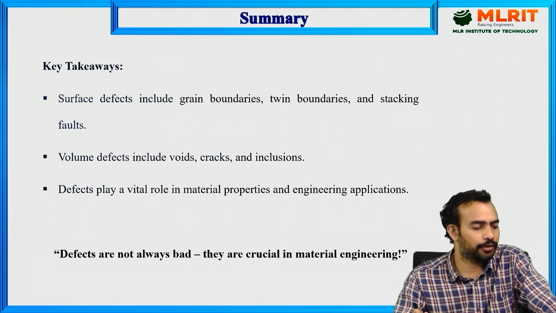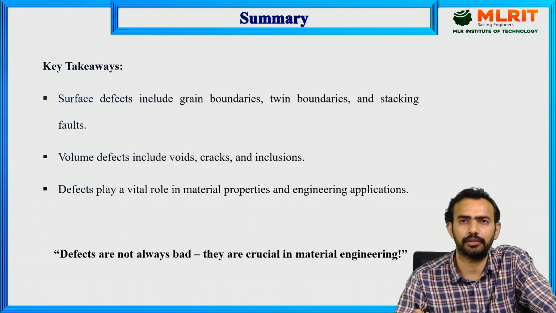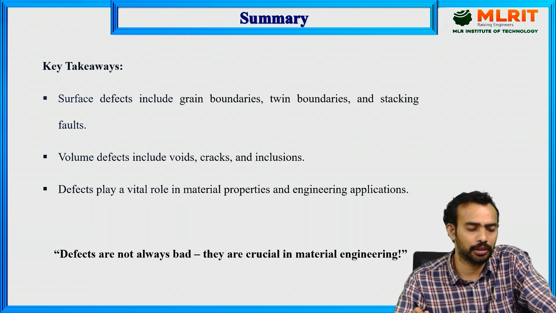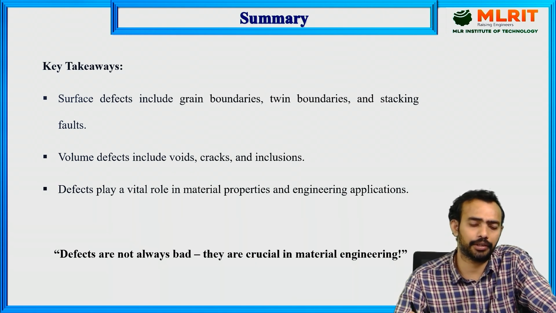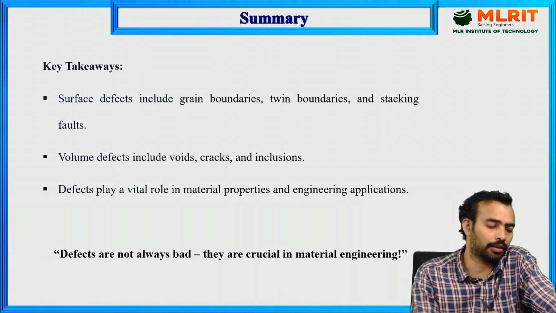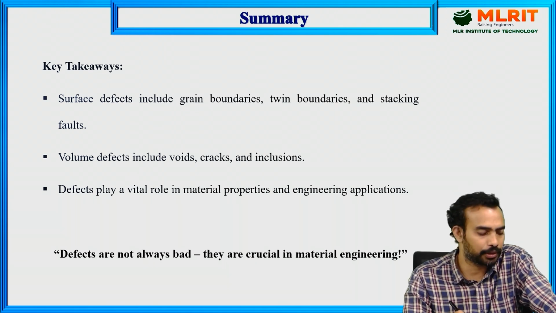So as a part of our lecture, if we summarize what we have discussed in today's class, we have discussed surface defects, which include grain boundaries, twin boundaries, and stacking faults. Grain boundaries are the interface regions between two crystals. Twin boundaries are mirror-like defects, mirror-image imperfections that have been created. Then faulty stacking sequence. These are considered to be surface level defects. And for volume defects, we have discussed voids, cracks, and inclusions with some examples as well.